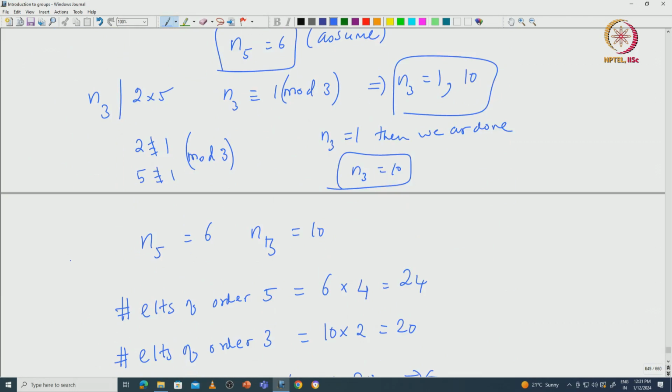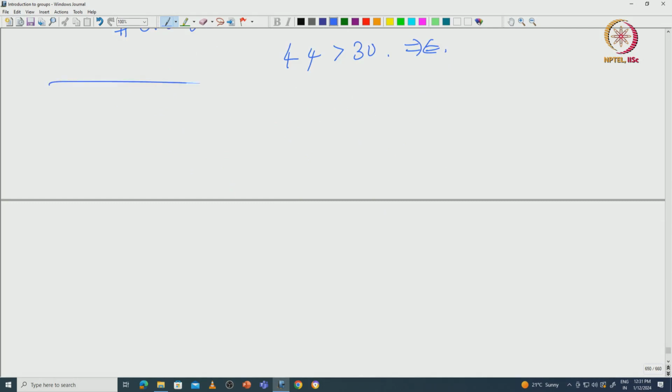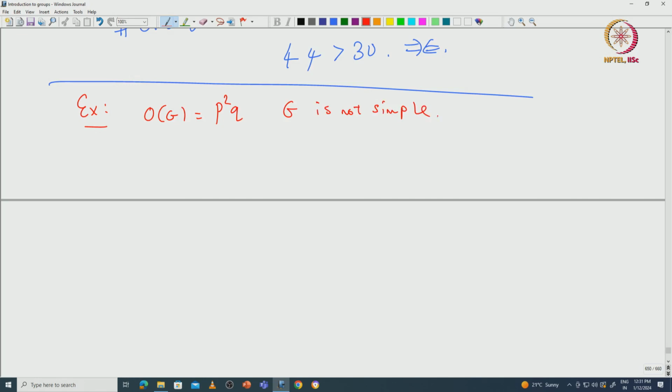So maybe I will end with one or two exercises. Again, these are all applications of Sylow's theorem. For example, if you take the order of the group to be p square q, then you can see that G is not simple. Even the case p equal to q one can handle, because when p equals q, it is a group of order p cube, which is a p-group, then the center must be non-trivial, that we have already seen. When p is not equal to q, again G is not simple. That is something you can verify directly.